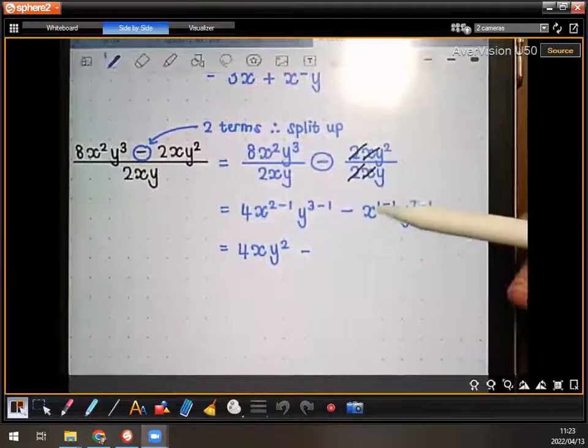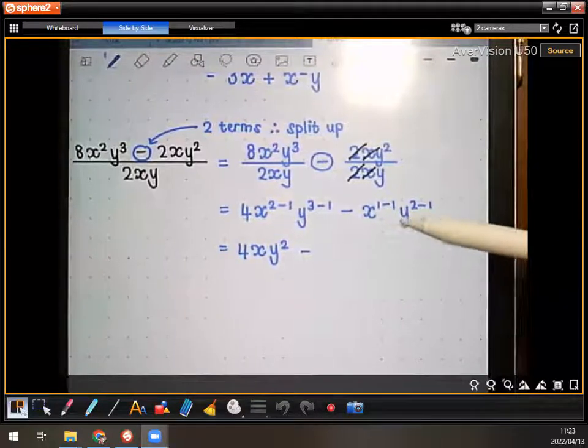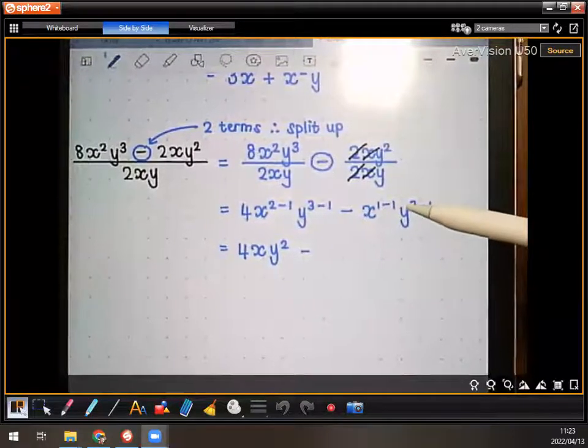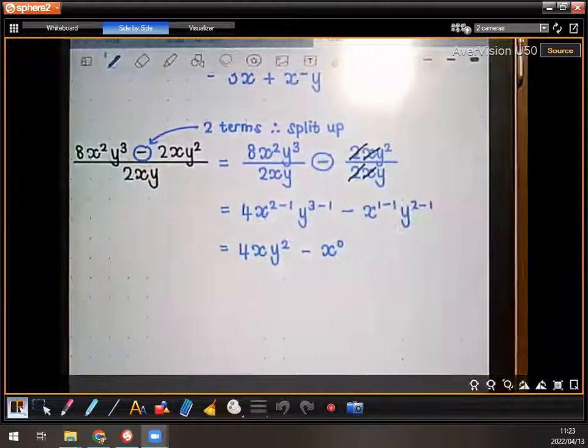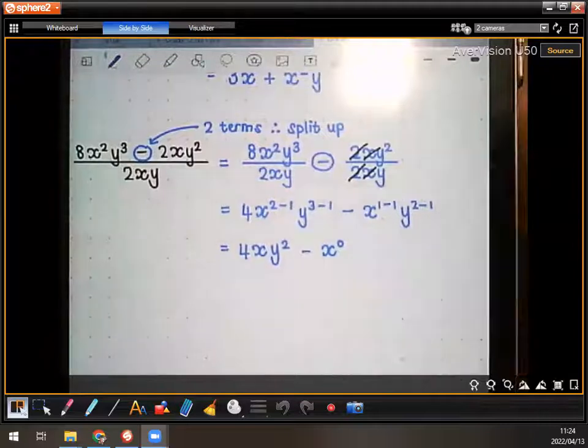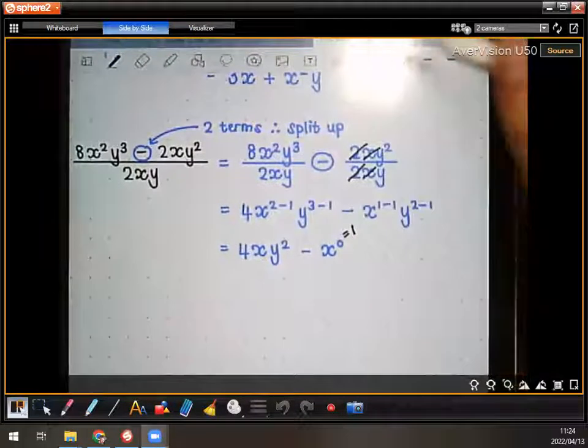But what's happening here now? I did mention it once, and then I said we're going to come back to it later, and now is later. All right, 1 minus 1 is what? 0. So this is actually x to the 0. Please, you guys remember I said anything to the power of 0 is 1. So let's just take a different color pen there. We'll put there that that is equal to 1.